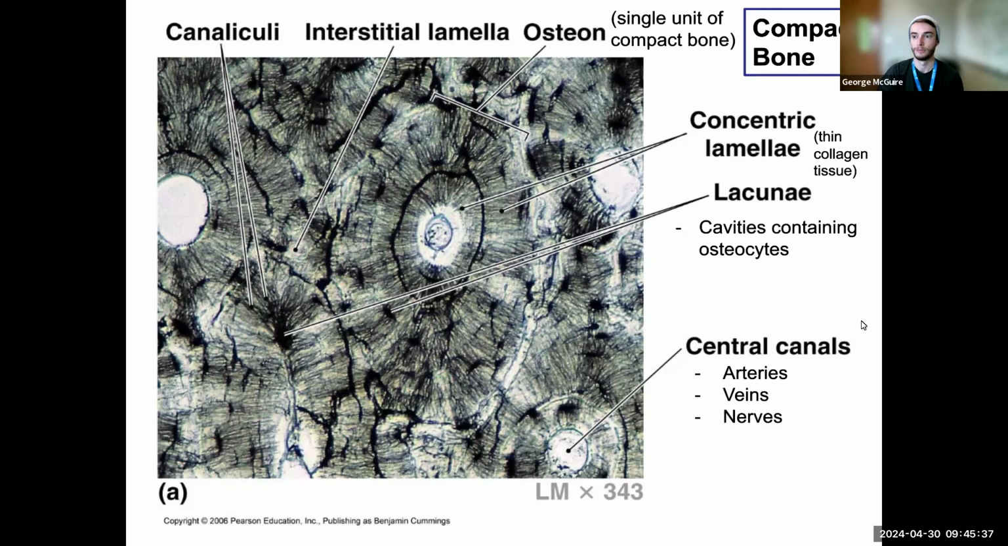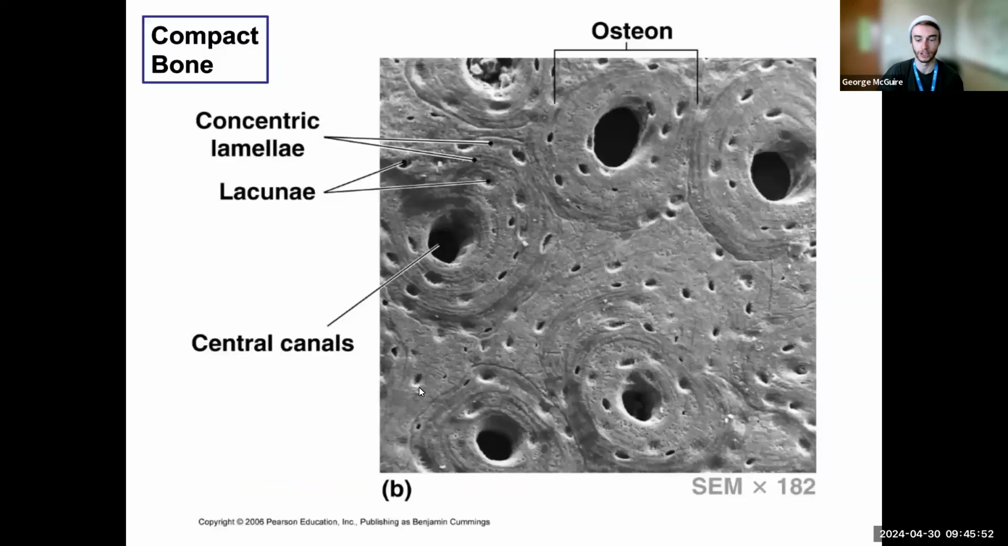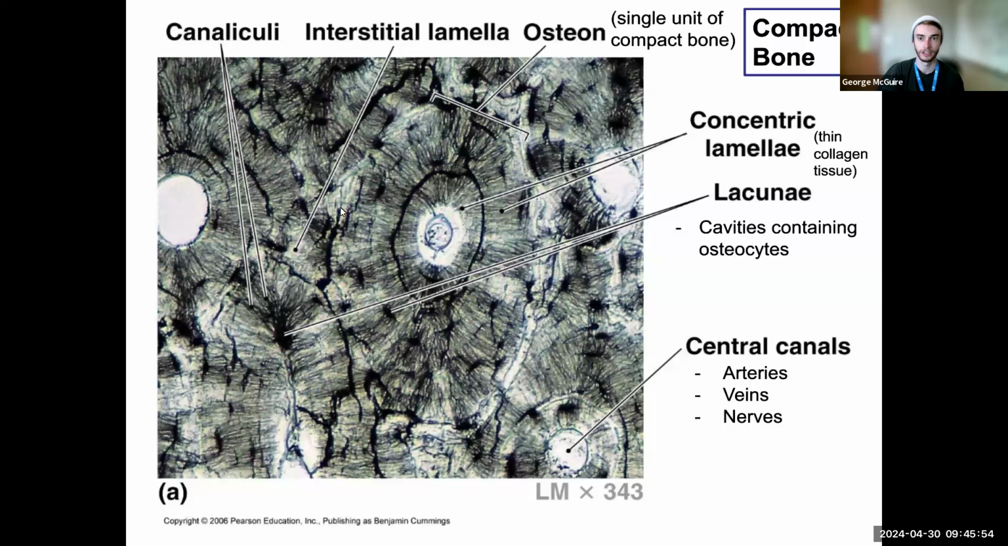So a single unit of compact bone is considered an osteon. You can see that kind of detailed with this line, but really if we follow that all the way around, it's this entire circular shape that would be considered one single osteon. This is all one osteon.